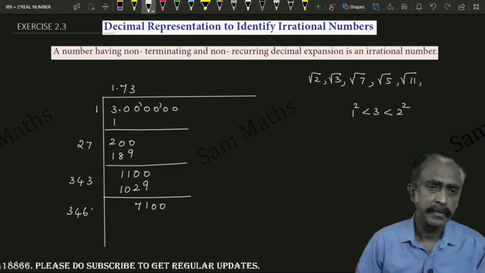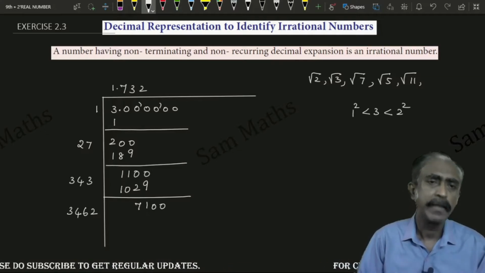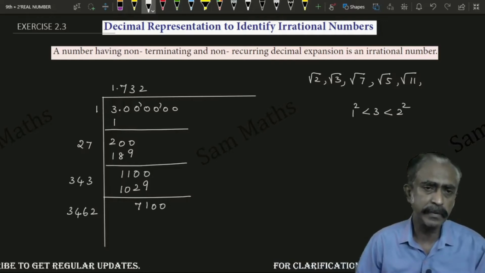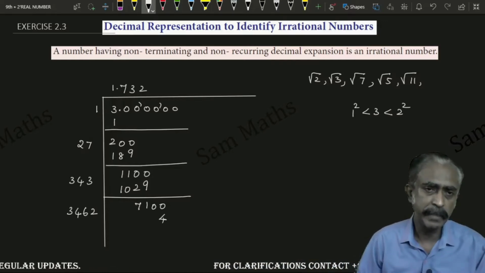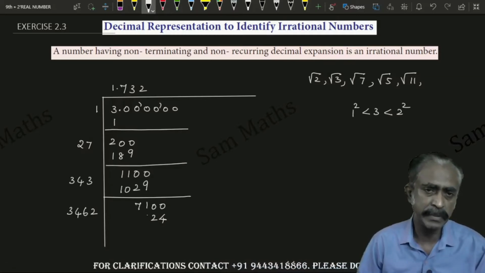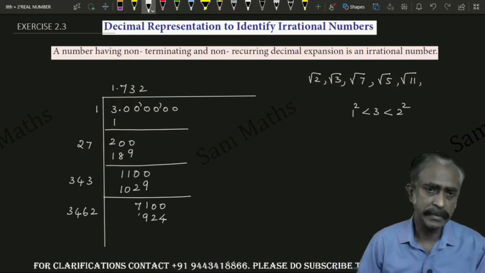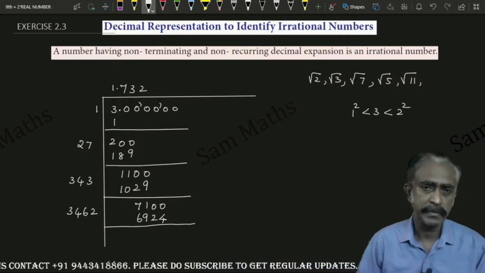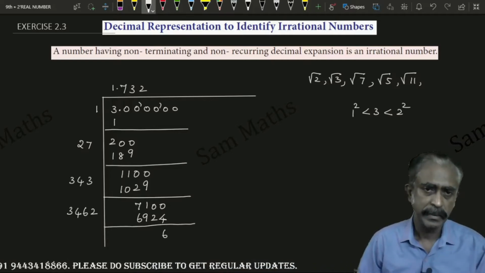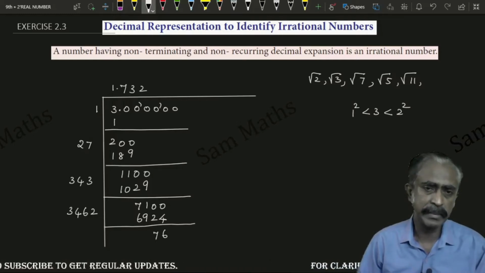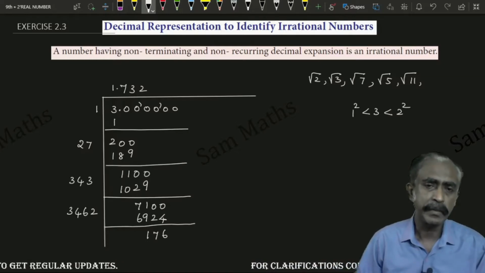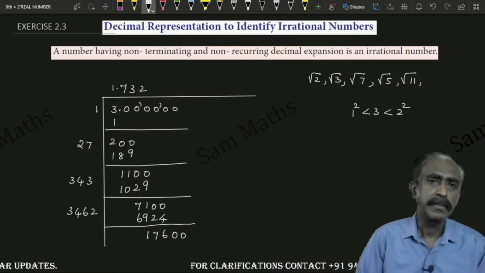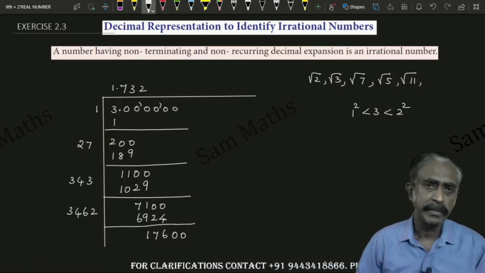Here you can take 2 times. So 2 into 3462. It's 4 times. 12, 2 times, 1 balance, 2 4s are 8, 8 plus 1 is 9, 2 3s are 6. Again you can subtract this. It becomes 10 minus 4, 6, 9 minus 2, 7. Again 10 minus 9 is 1. Again you can take 2 more zeros. Now again you double this.